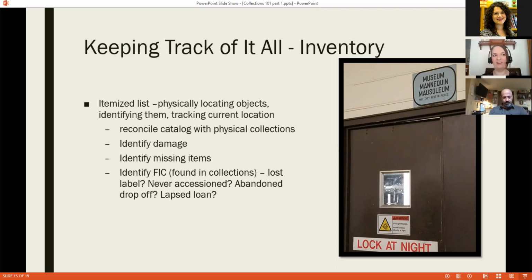I helped out at an institution where they did an inventory and found a bunch of items that had been on loan to them. Both institutions had forgotten about this loan, both the lender and the lendee. Because they did this inventory, they were able to figure out which items were not theirs and give them back to the loaning institution.